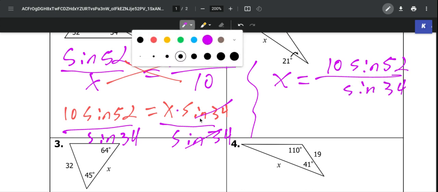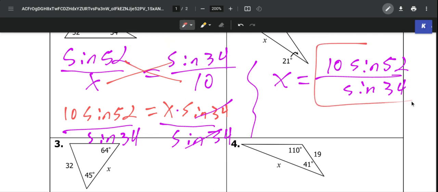Now this portion, you're going to plug in your calculator. You'll just have to watch out what you're doing. So if I were you, I would plug in this top part first. I would say 10 times sine of 52. Then I would take that and divide it by sine of 34.